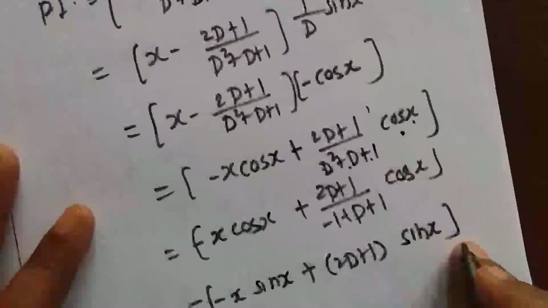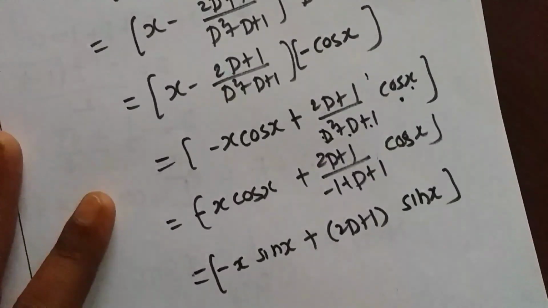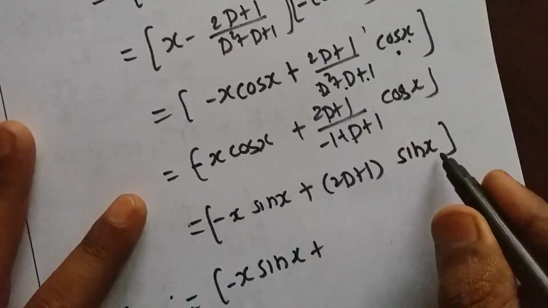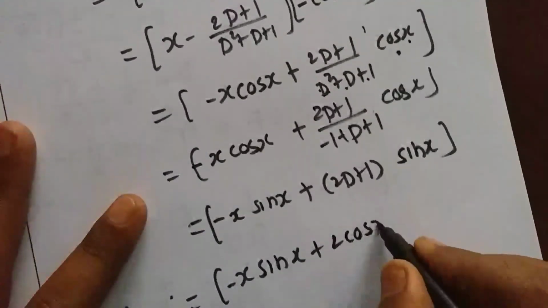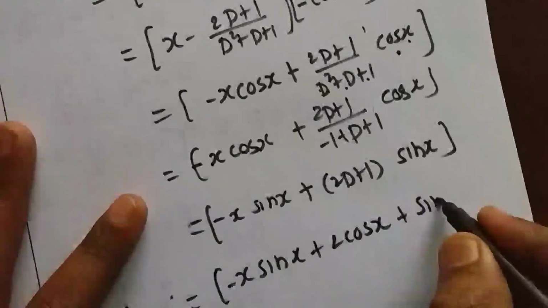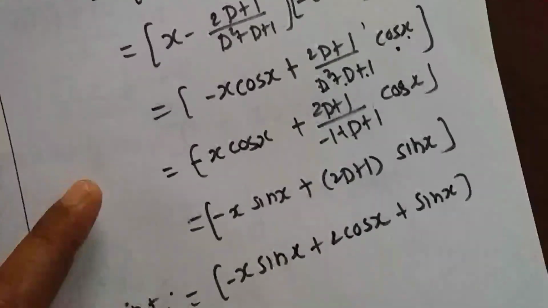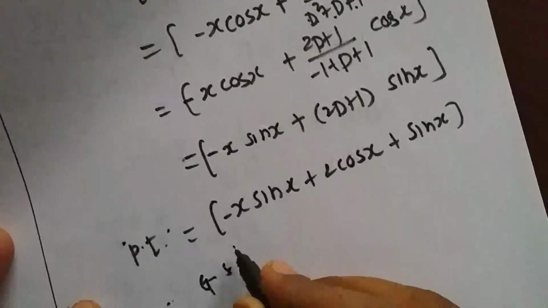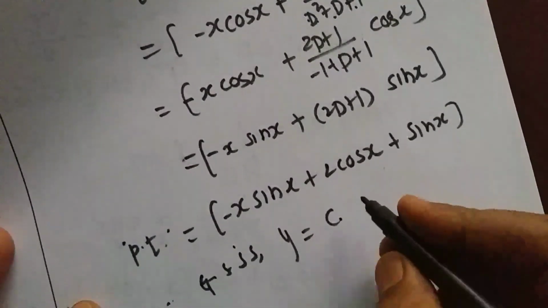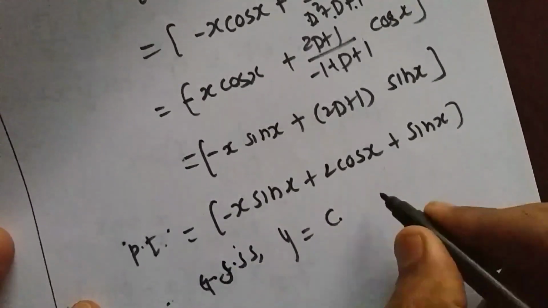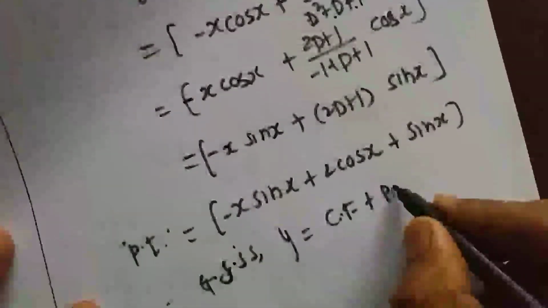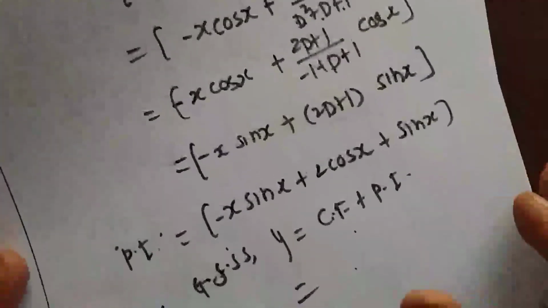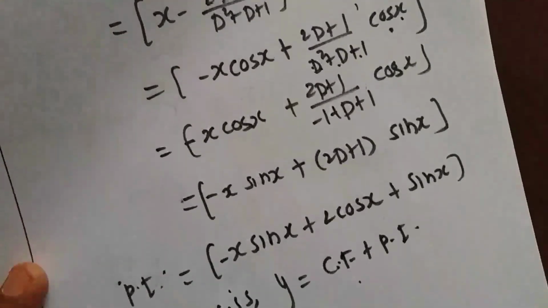Now 2D plus 1 we have to operate on sin x. Minus x sin x is the next term. 2 into D, D means derivative of sin, so 2 cos x plus 1 into sin x. So this will be your particular integral of this example. Finally, the general solution is y equal to CF plus PI. Just add, simply write here CF and PI, and you will get your required general solution. This is how you have to do the calculation.